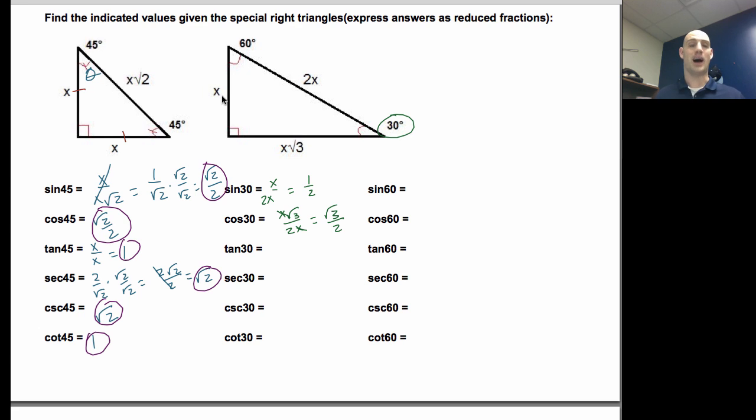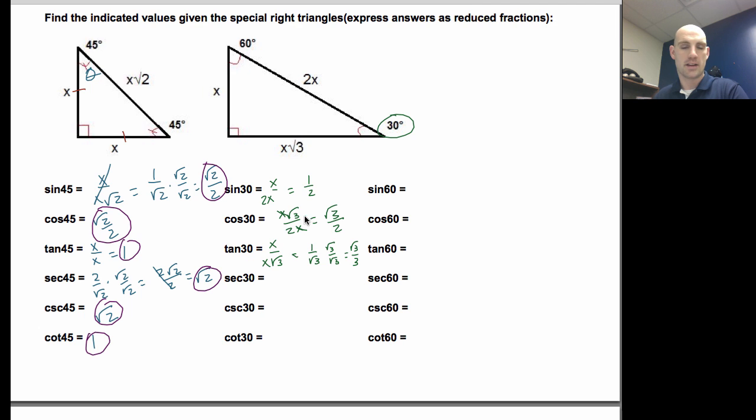Tangent of 30, opposite over adjacent. And if you want to pause this and try these and then come back and see if you got them right, you can. Opposite over adjacent. So let's see. x over x root 3 would be 1 over root 3. If I rationalize, okay, there we go. Let's keep rolling.